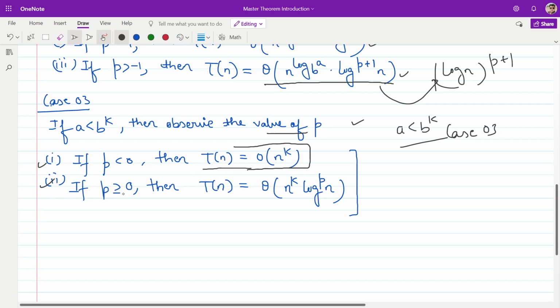And in case the value of p is greater than or equal to 0, in this case the time complexity for the recurrence equation becomes theta of n raised to the power k multiplied by log n raised to the power p. Okay, so you can just note down these values and the different settings corresponding to which you are getting different values for the time complexity.